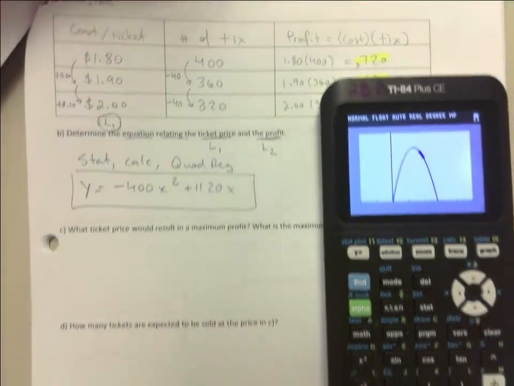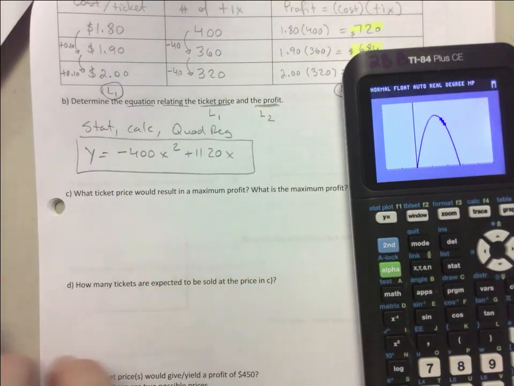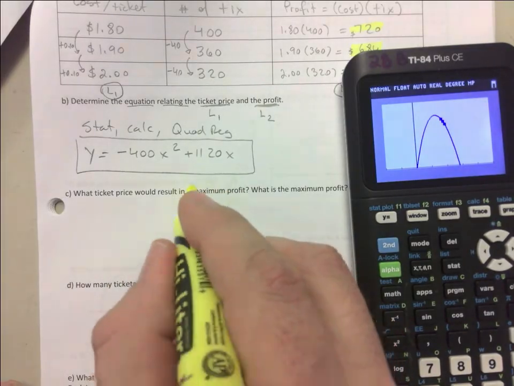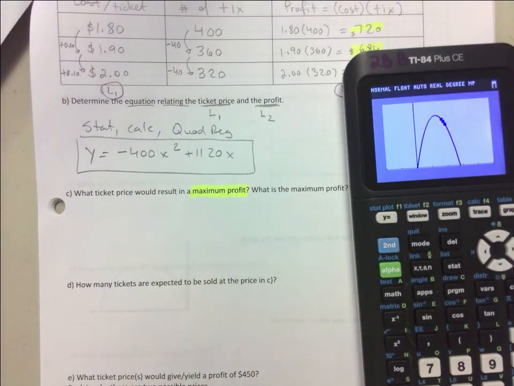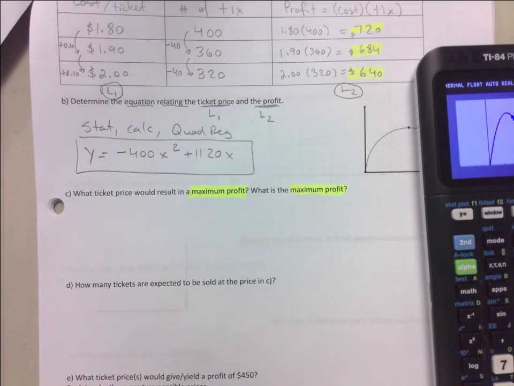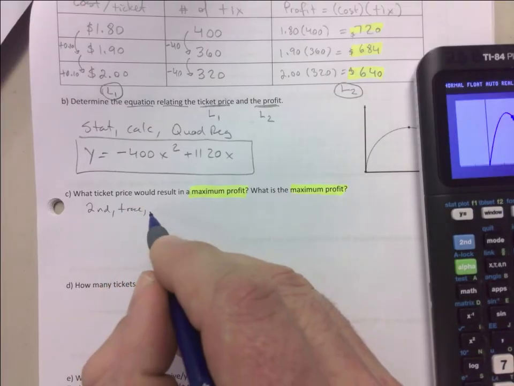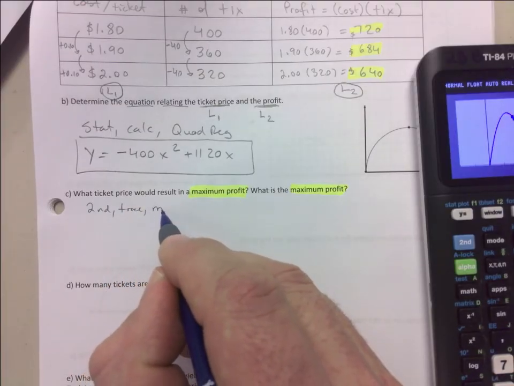Okay. What does it ask me next? What ticket price would result in a maximum profit? Right? Maximum profit. And what is that maximum profit? Which point are we zooming into? The vertex, right? So we're going to go ahead and find that, second trace. This is going to be the maximum.